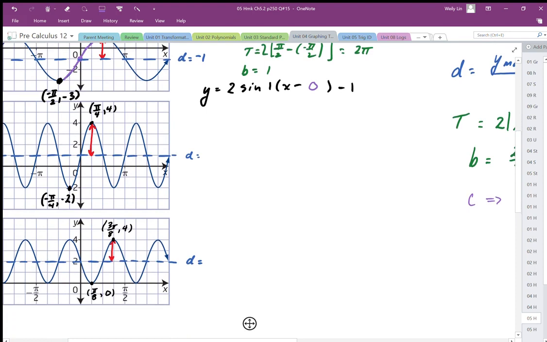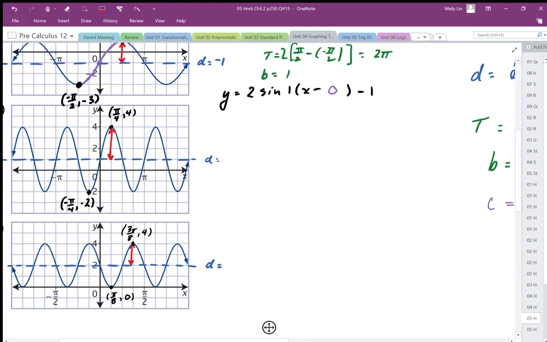Looking at the next one, part B here, we're going to find the amplitude first. We're going to do the top minus the bottom, so 4 minus negative 2, and then we're going to divide that by 2, so we get an amplitude of 3. The middle line is going to be, again, the average. The d is going to be equal to 4 plus negative 2 this time, and we're going to divide that by 2, and we get the middle line is equal to 1.